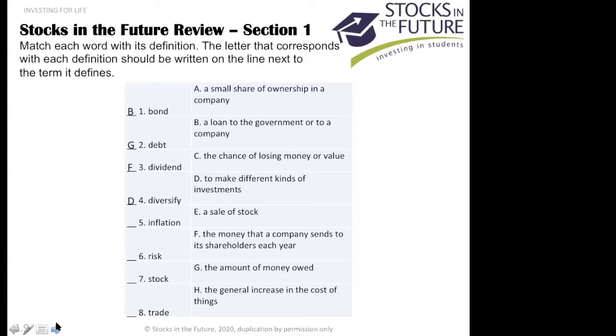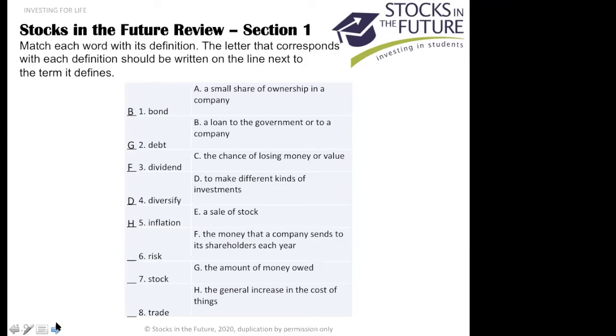Number 5, inflation. Inflation is letter H, the general increase in the cost of things. And again, in 6th and 7th grade, we've talked about how inflation can be a good thing if you are investing, because that's how the value of your stock goes up.